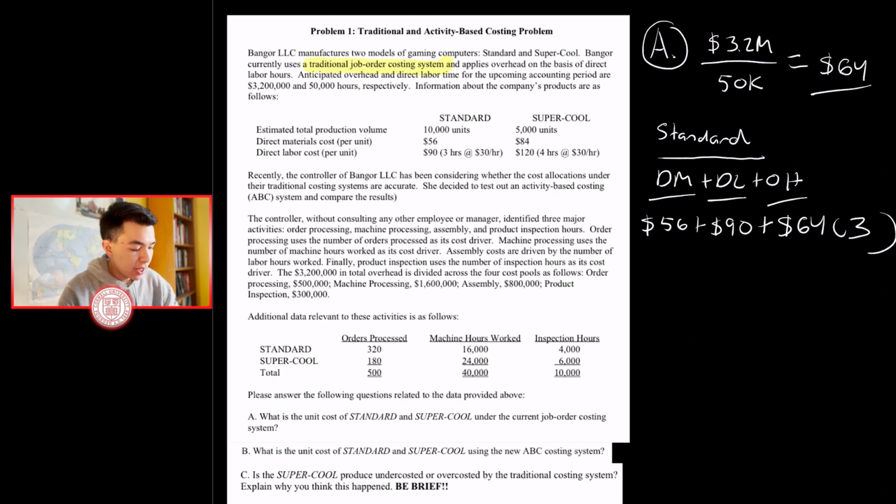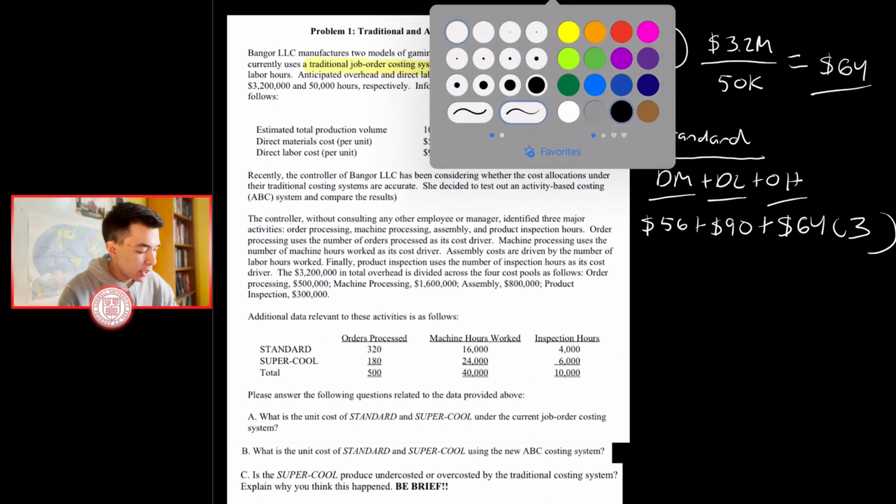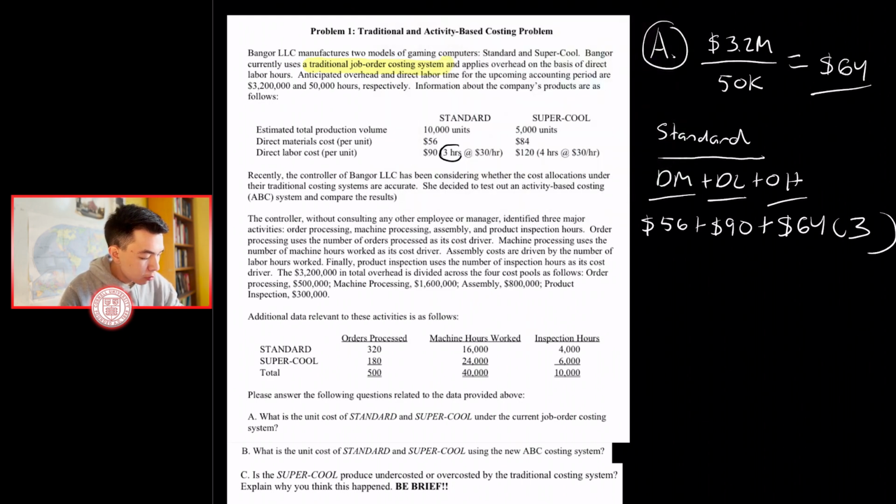And the reason that is the case is, as we look at the question right here, we incurred 3 hours per unit, right? So this $64 over here is only for 1 hour of labor. And we incurred 3 hours of labor to create this standard product. So that's why we're multiplying by 3, and we get a whopping total of $338. So that is our unit cost for standard.